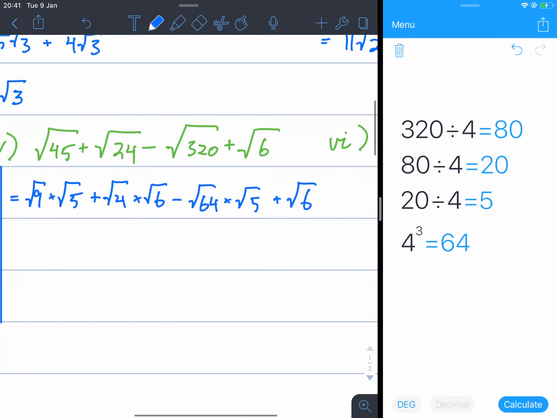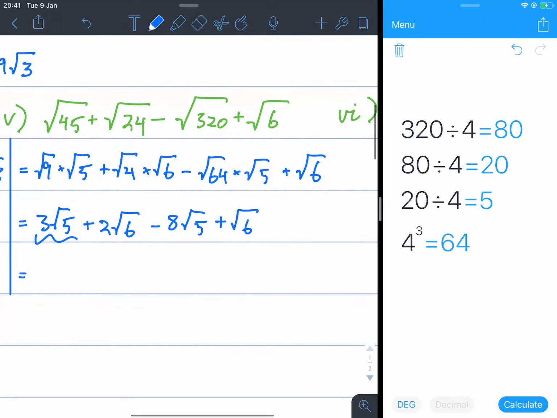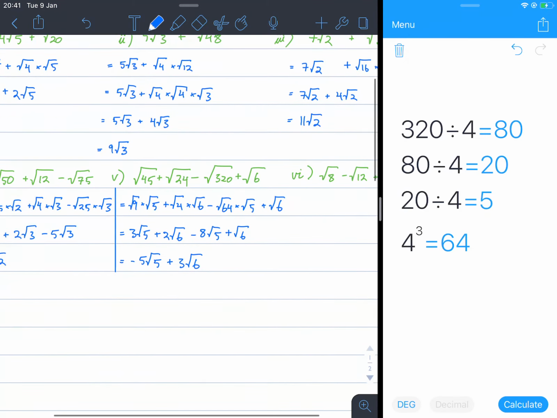Adding everything together, this will give me 3 root 5 plus 2 root 6 minus 8 root 5 plus root 6. 3 take away 8 is negative 5 root 5. 2 root 6 plus root 6 is 3 root 6. One more example here.